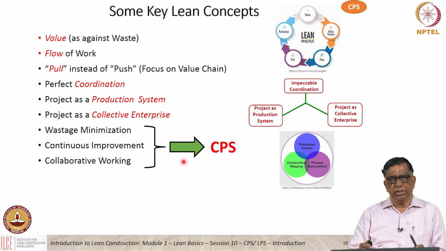If you look at some of the key basic lean concepts, value is the main concept. The entire project is working towards creating value for the client. That's the main thing. Value as opposed to waste. We want to eliminate all kinds of wastage because waste doesn't create value for the client. So, if the focus is primarily and consistently and continuously on creating value for the client, then we are on the right track.